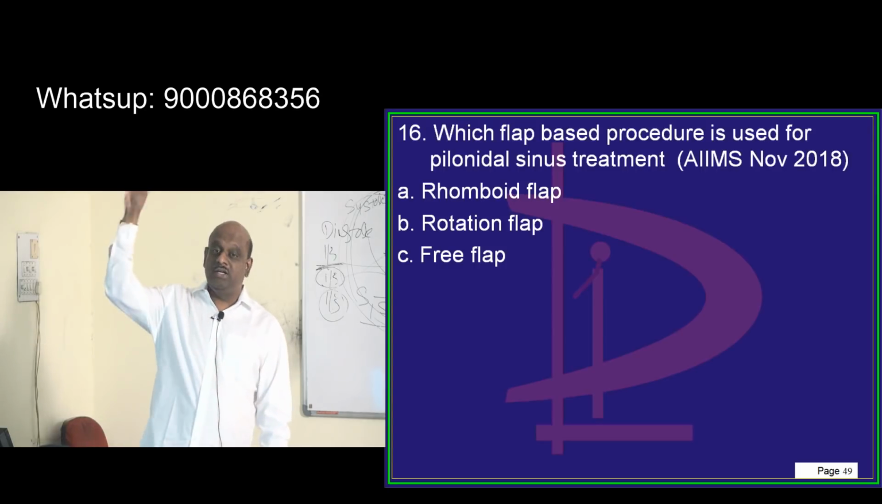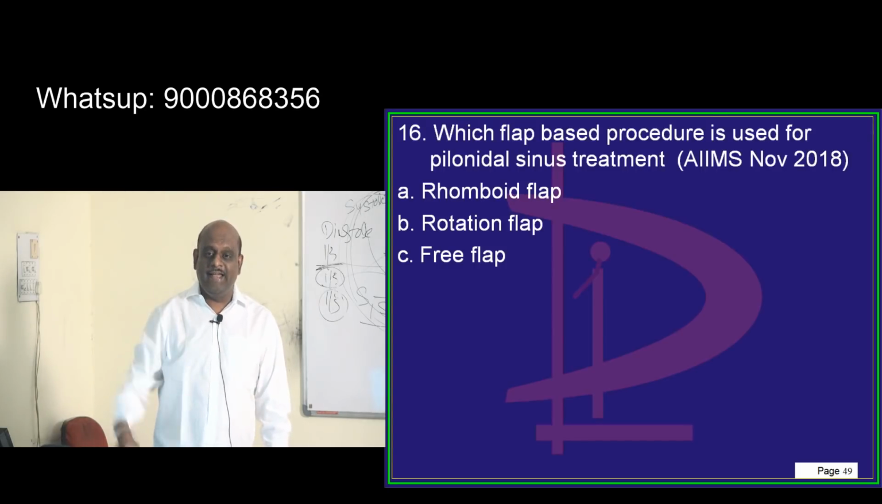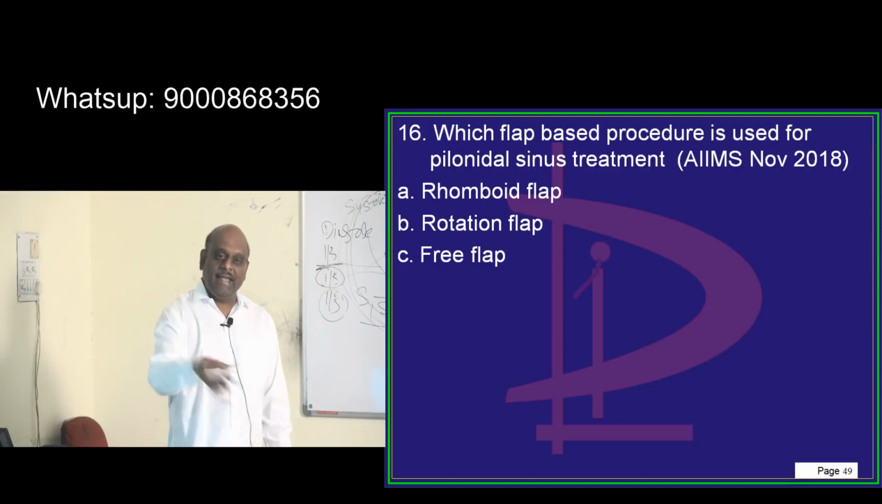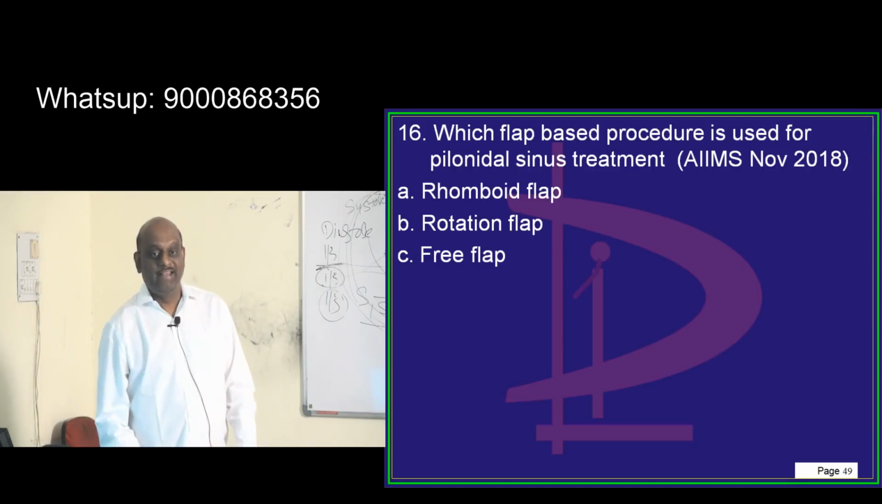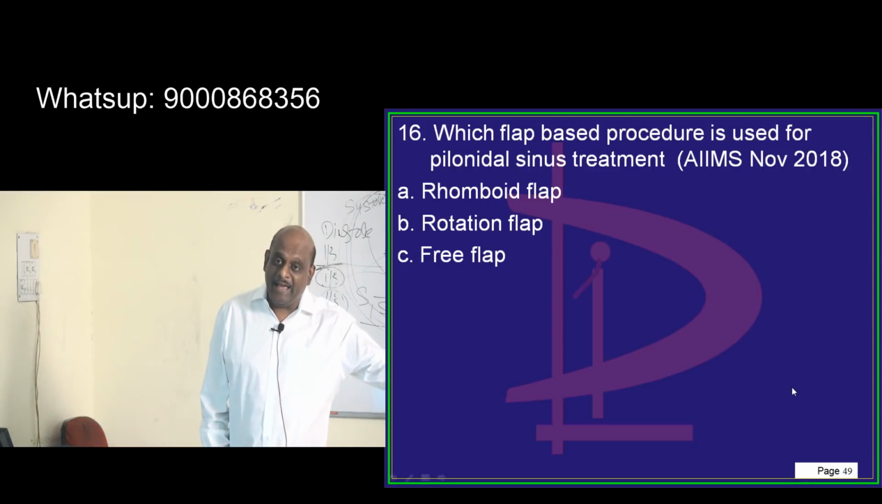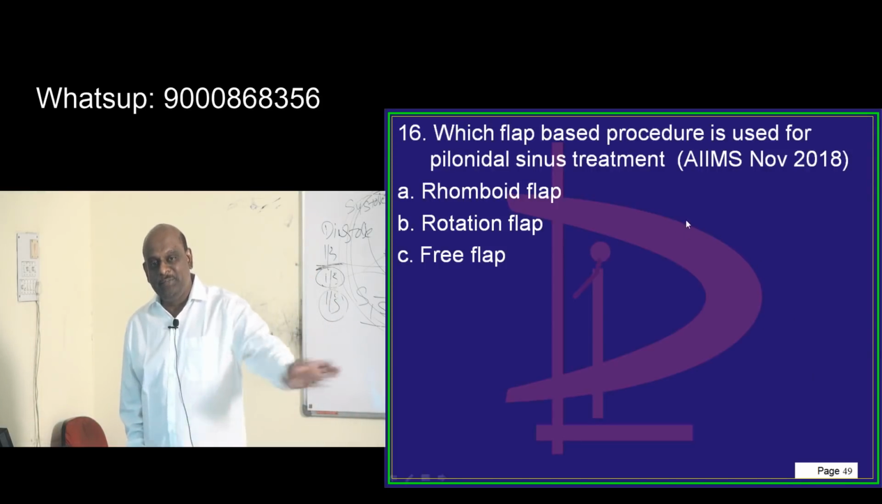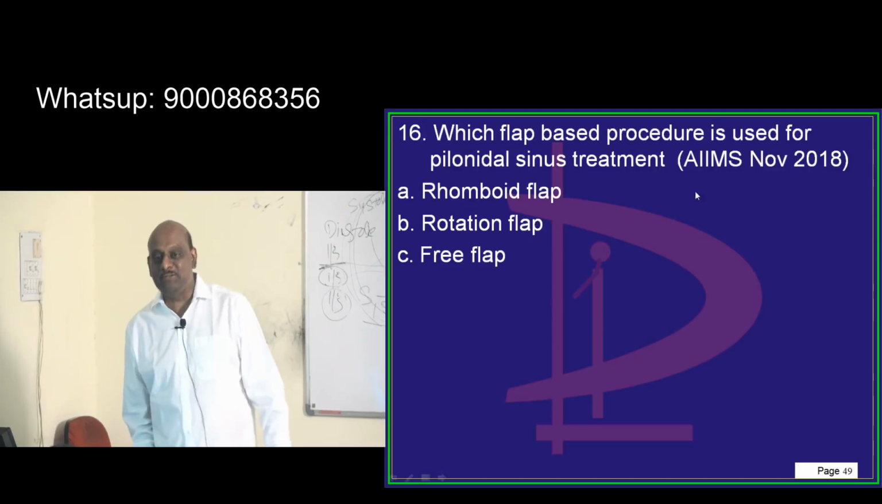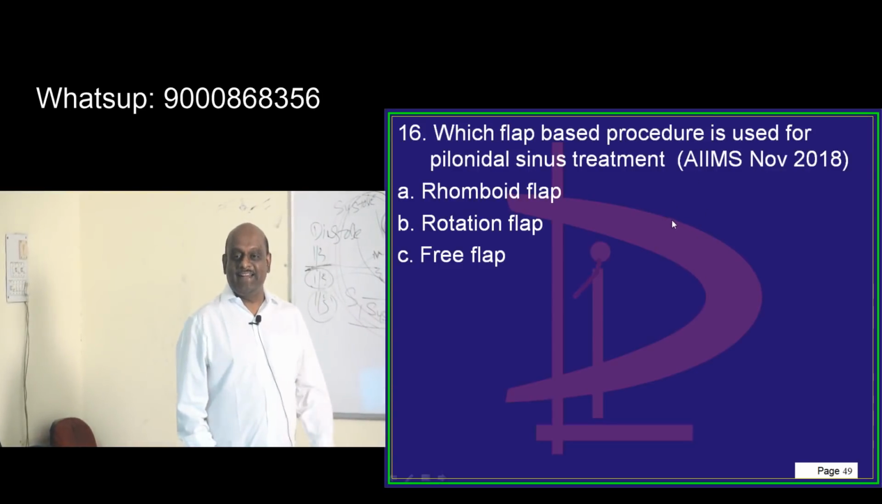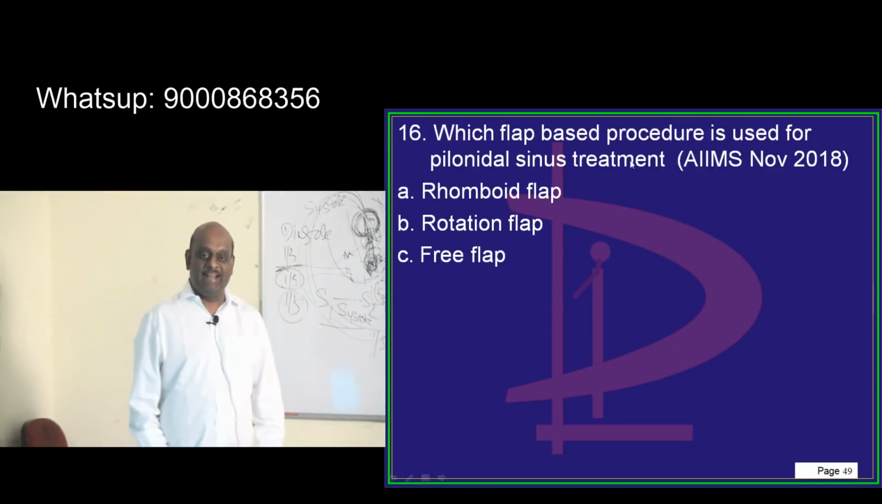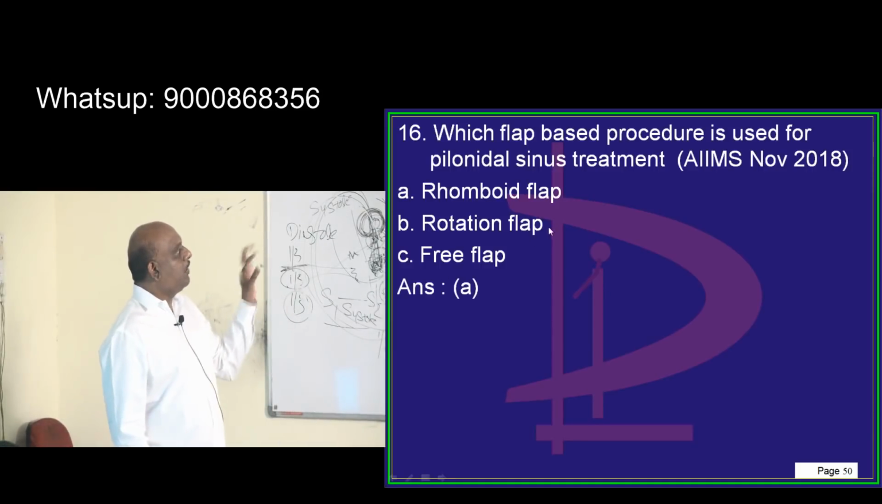MCh plastic surgery and MBBS get the same question paper from the question bank. On the other side, the nursing MSc nursing question bank and the MD entrance get mixed up in AIIMS. Like French catheter, what is the French color of the catheter and all that. It is a rhomboid flap.